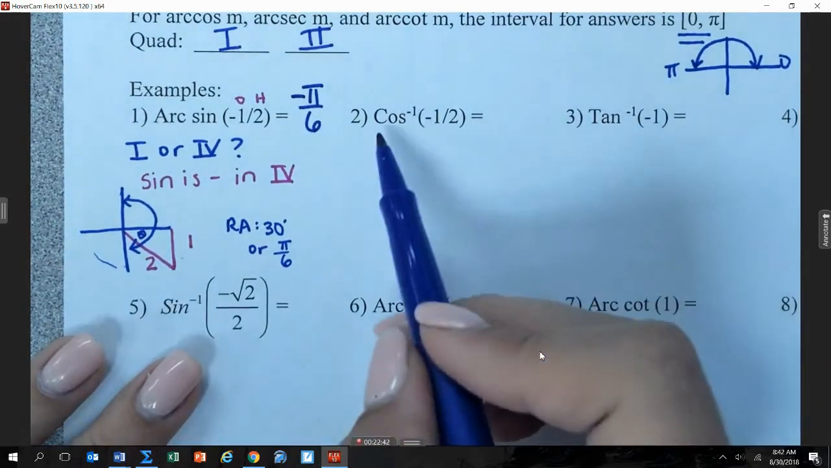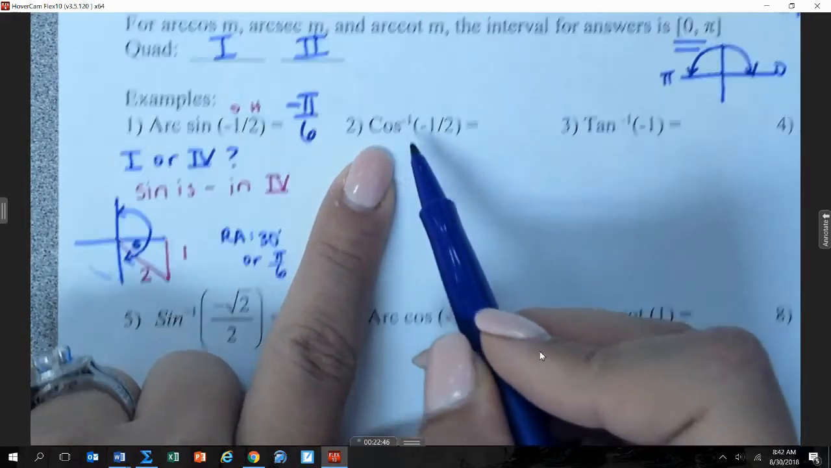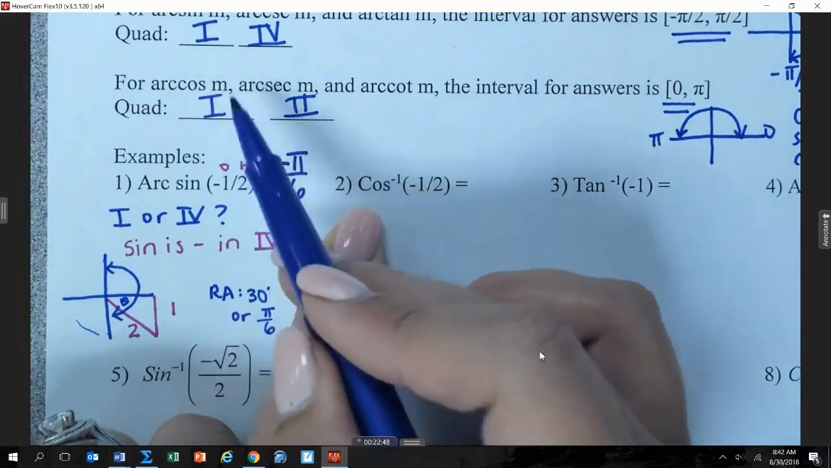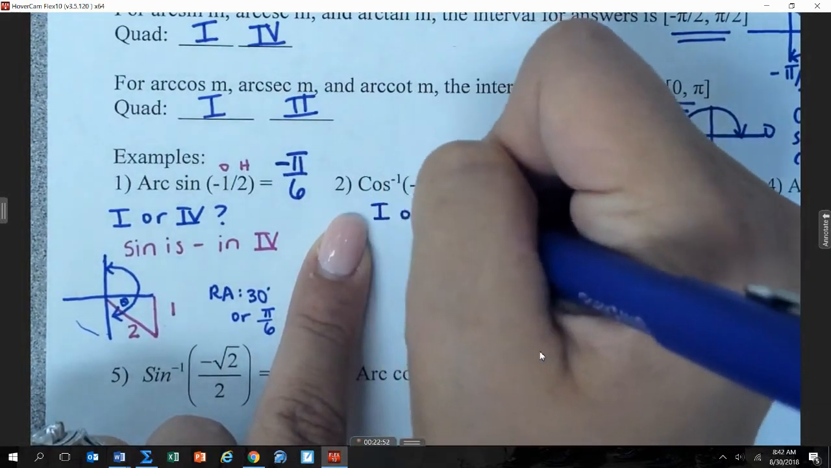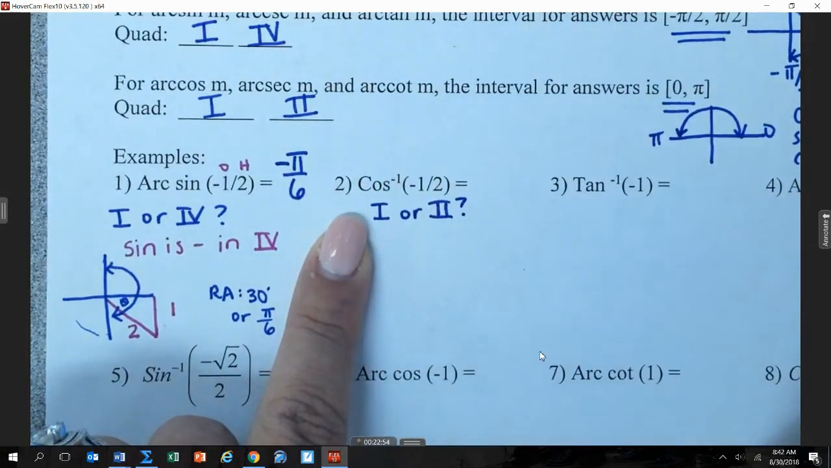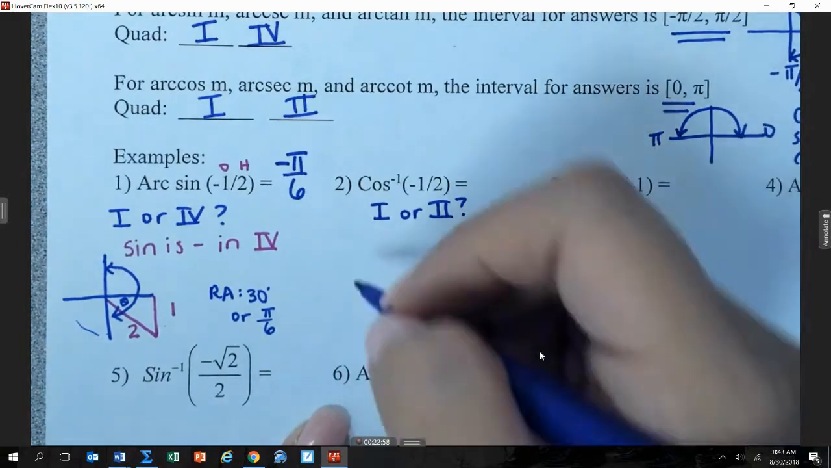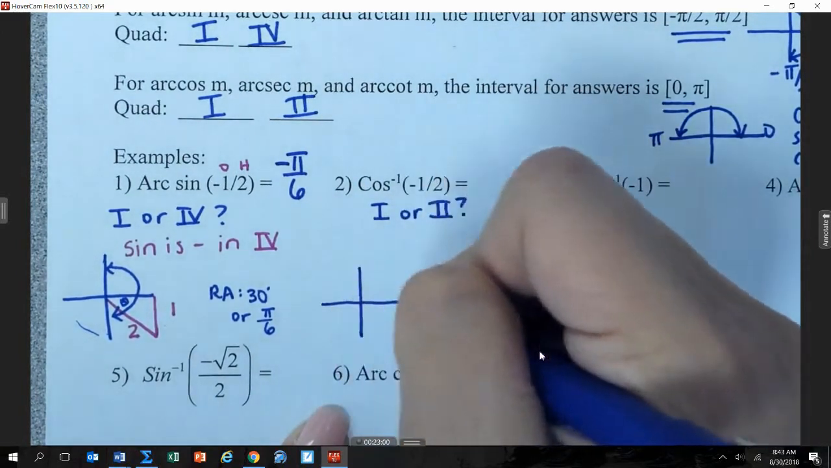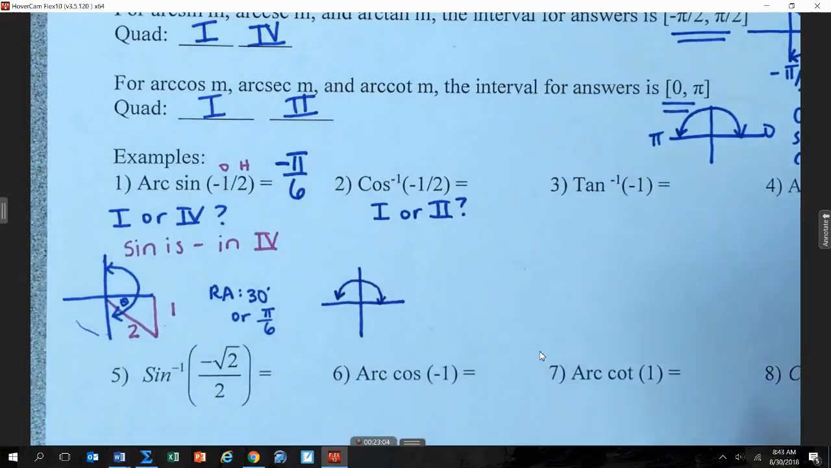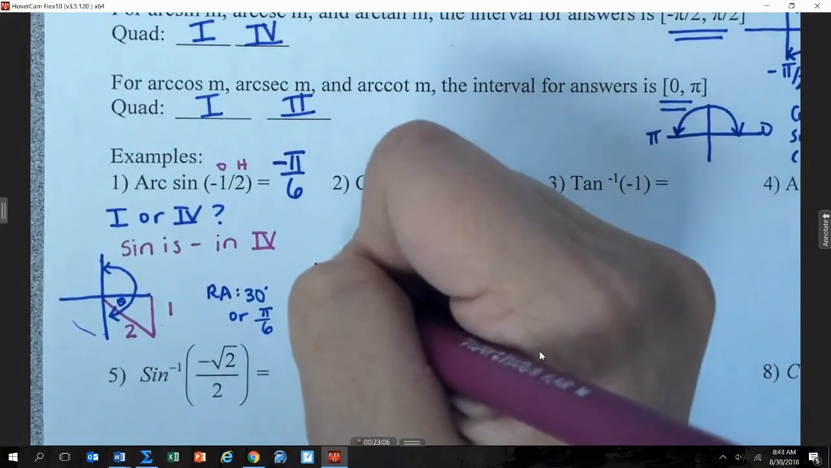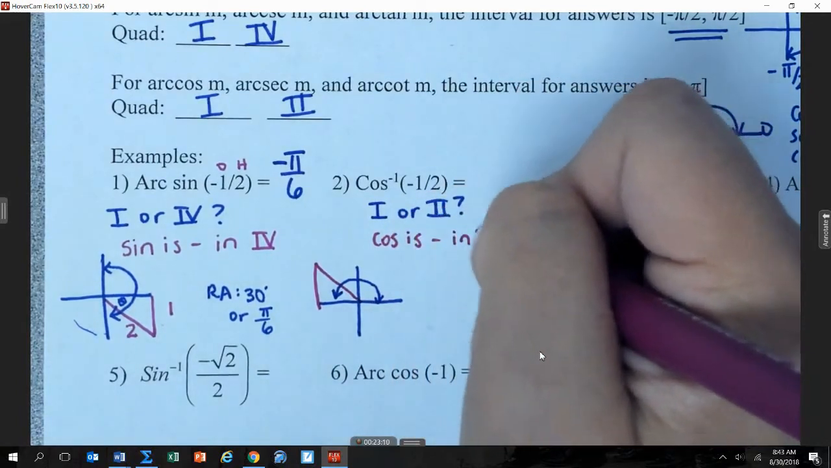All right, so let's try that again with cosine. Now we're doing cosine inverse, or arc cosine. For arc cosine, the answers can either be in quadrant 1 or 2. So I'm asking myself, should my triangle be drawn in quadrant 1 or 2? Where is cosine negative? Quadrant 2. So if I'm choosing one of those quadrants from 0 to pi, I'm going to build a triangle in quadrant 2 because cosine is negative in quadrant 2.